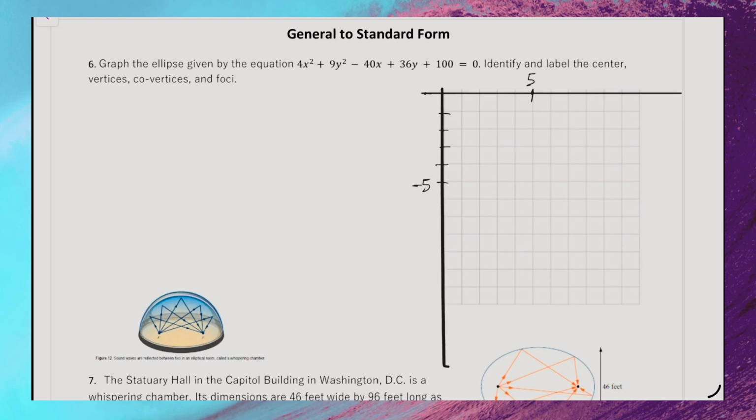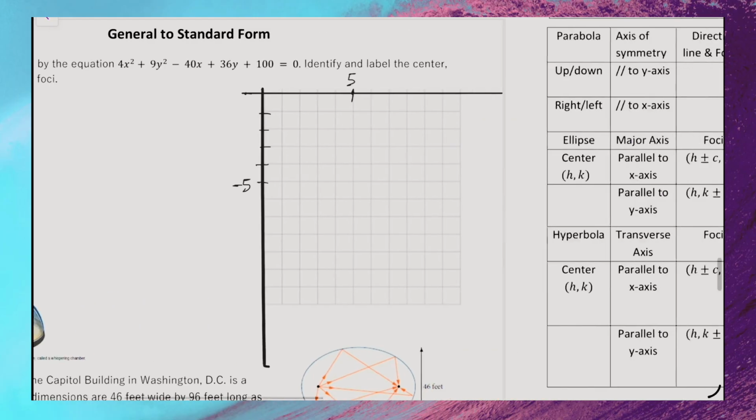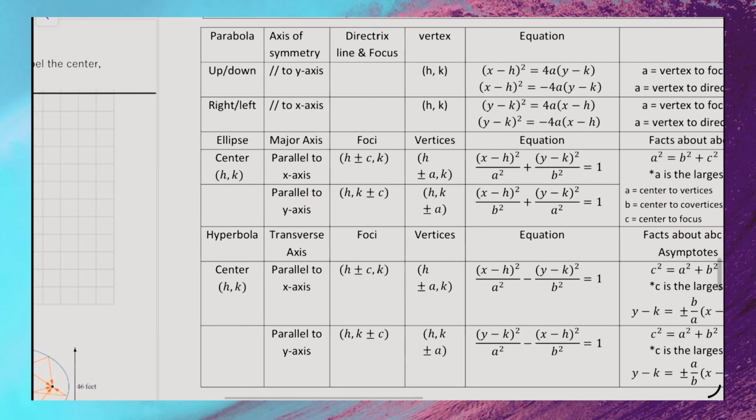The equation that they've given us is in general form, and I'm going to convert it to standard form. That way we can pluck out the things that we know about ellipses when we have them in standard form. And those things are, as a reminder, here are my equations for ellipses from here to here. And these are the equations.